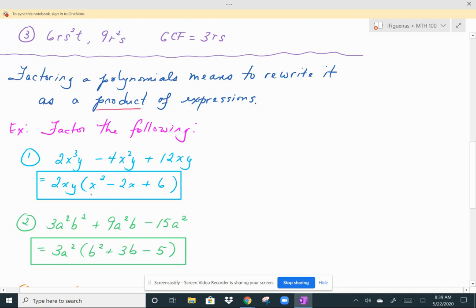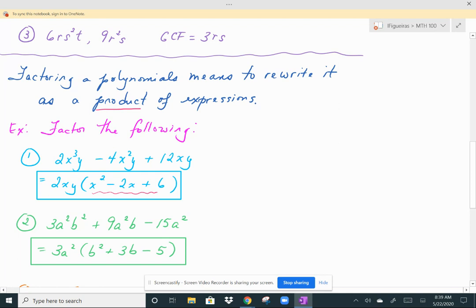And then what's written inside the parentheses is what's needed in order for it to look like what's above. So in other words, 2xy times what will give you 2x cubed y? Well, that's x squared. And then 2xy times what will give you 4x squared y? And so that answer is minus 2x. Make sure the signs match up. And 2xy times what will give you 12xy? Well, there we need a 6. So you can always check your work by multiplying.